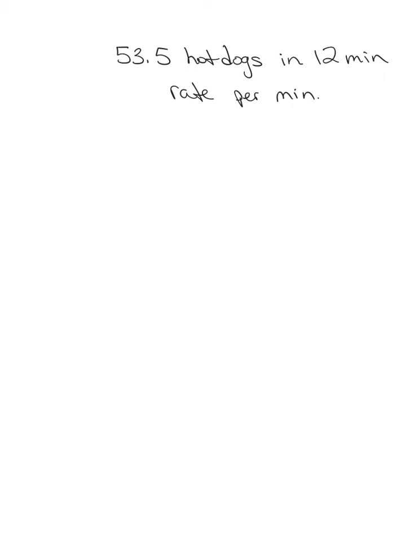So again, we're going to set up a ratio. We're going to go hot dogs per minute. So we've got 53.5 hot dogs in 12 minutes. And this is going to equal some number of hot dogs per 1 minute. All right, that's what that rate is that we're looking for.